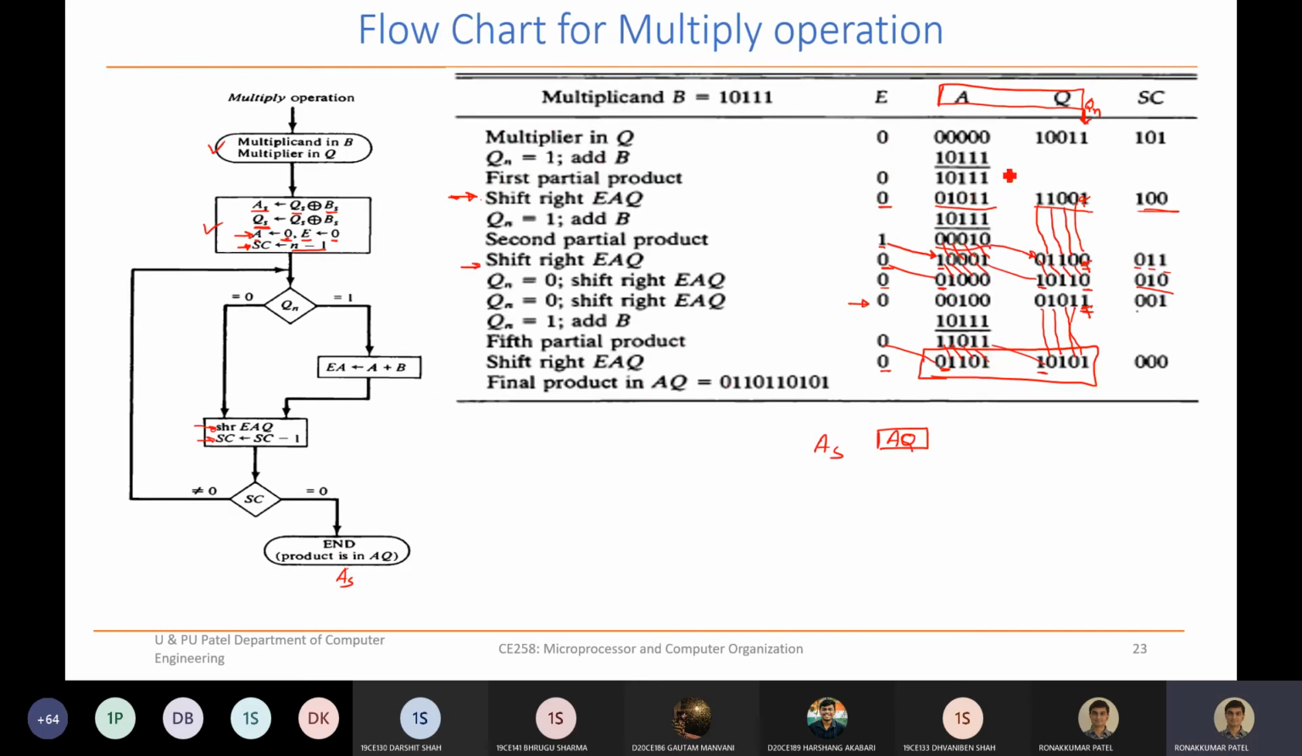Here, the partial product that came first is 1011, then it is shifted. So this way ultimately we get our product in AQ. Now this is not a multiplier. Now in Q there is no multiplier. Initially there is a multiplier, but it's not a multiplier now. AQ combined is now the product of B and Q, which were there initially. So this way you can perform the multiplication of two signed numbers represented in sign magnitude form.